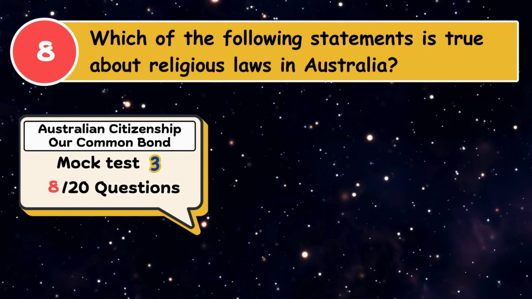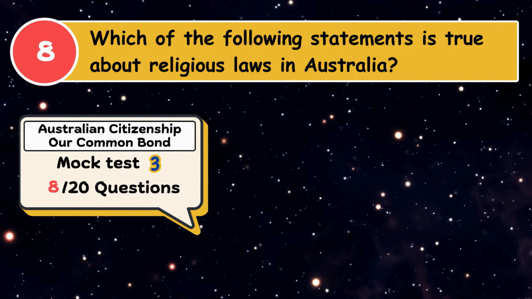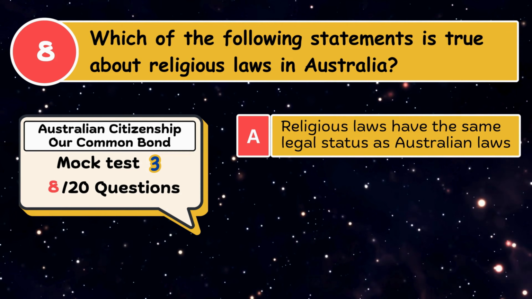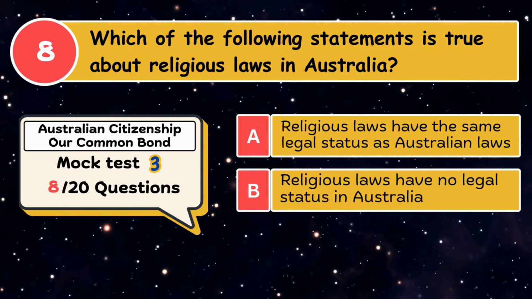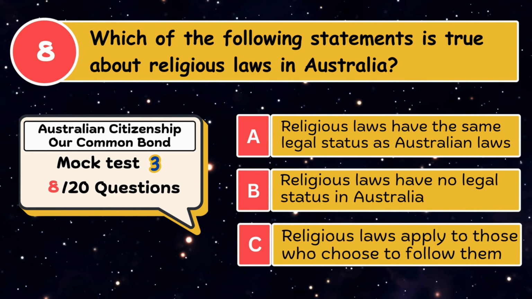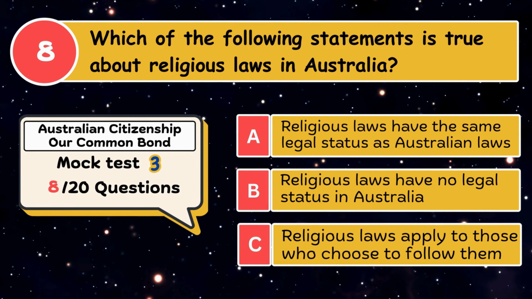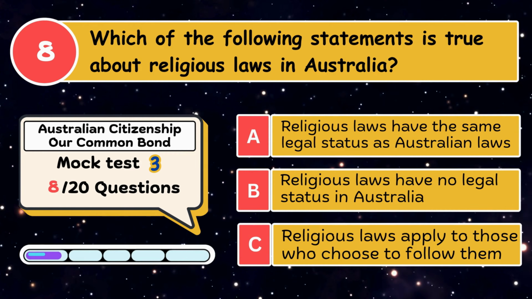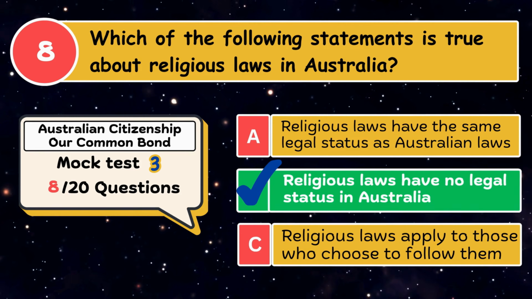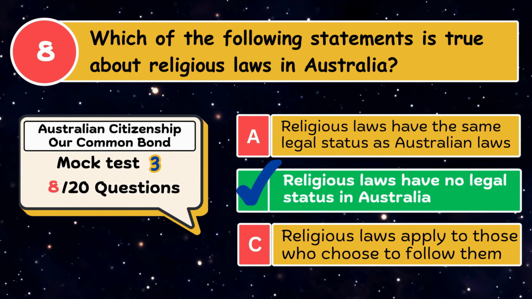Which of the following statements is true about religious laws in Australia? A. Religious laws have the same legal status as Australian laws. B. Religious laws have no legal status in Australia. C. Religious laws apply to those who choose to follow them. The correct answer is religious laws have no legal status in Australia.